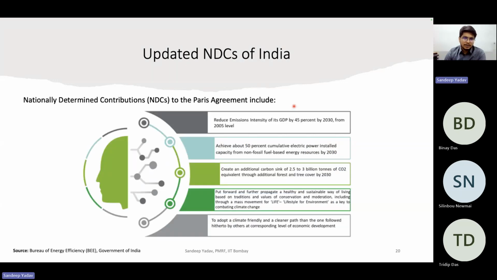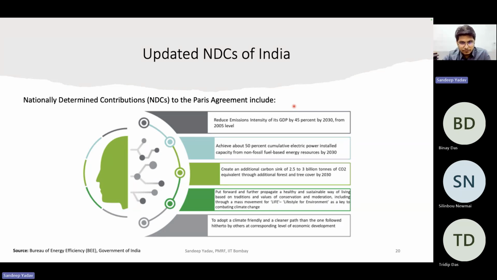So due to that, there are updated NDCs. NDC stands for the Nationally Determined Contributions for the Paris Agreement. That includes reducing the emission intensity of GDP by 45% by 2030. I think these are already covered in the class. I will just go through it quickly.